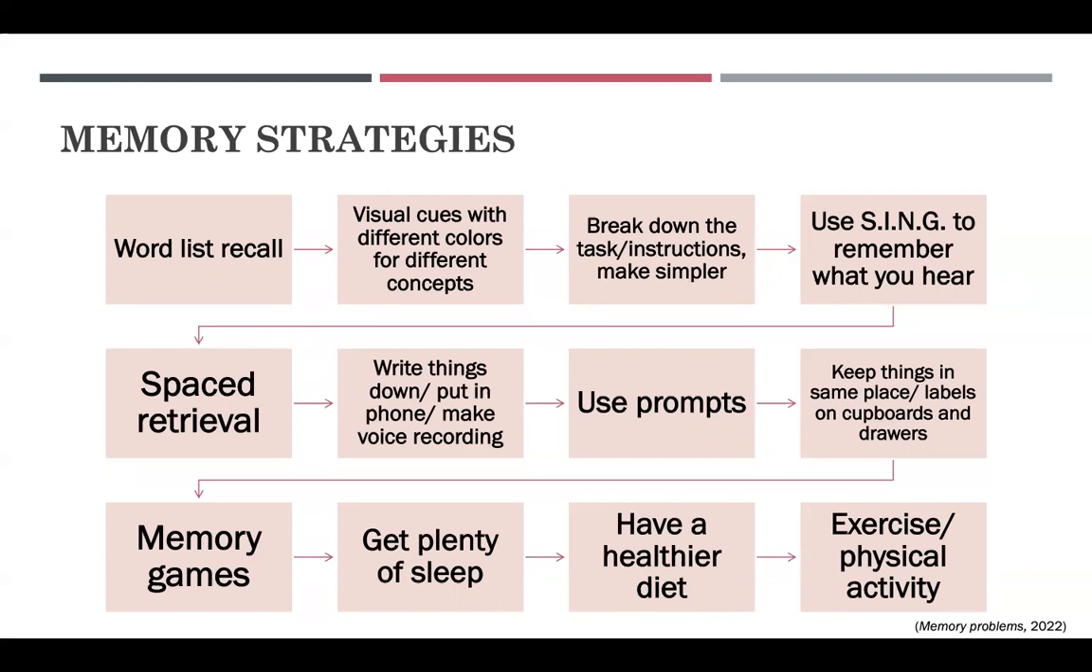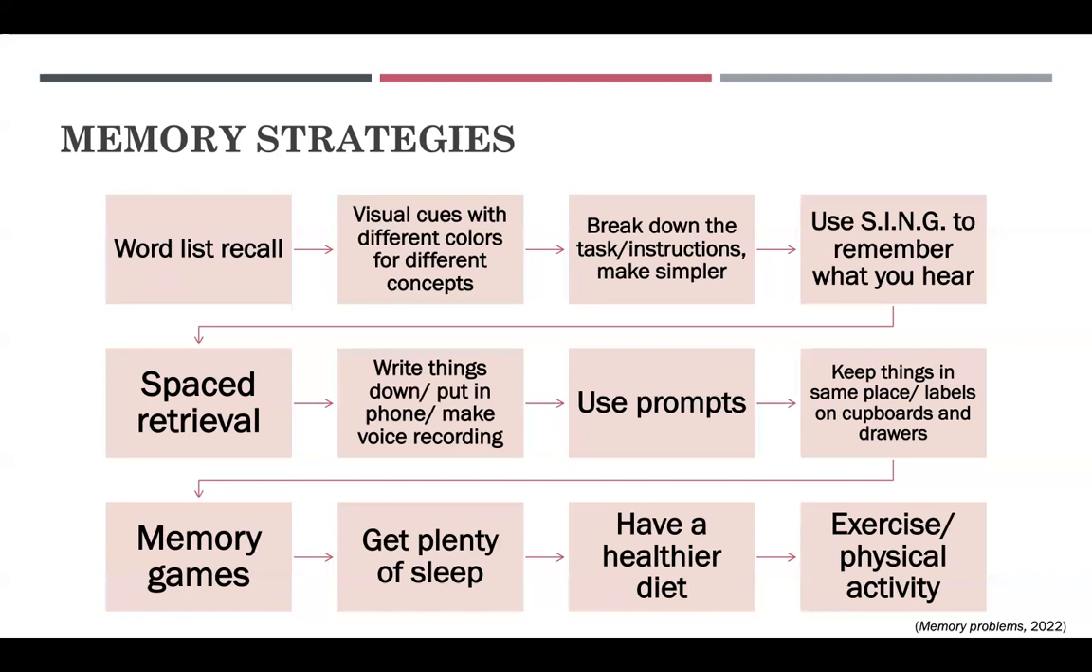The first strategy is word list recall. There are different programs on the computer to help with this, but this is trying to remember a set of words over a period of time. The next strategy is visual cues with different colors for different concepts. So going in your kitchen and labeling different items with different colors that might mean different things can help you to memorize what is used for what in the kitchen. Another strategy is to break down the task or the instruction and make it simpler.